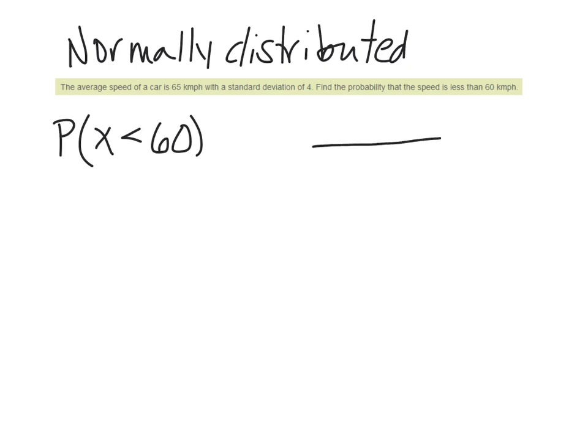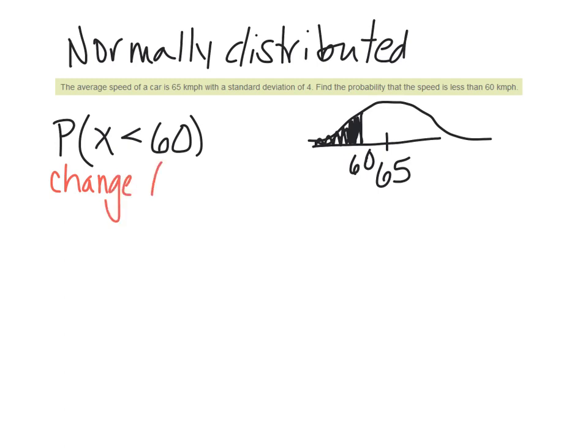If we were to draw a picture of that, our mean is 65 and 60 would be to the left of that, and we want this probability. We cannot use the empirical rule, or the 68, 95, 99.7 rule, because this is not a full integer value of standard deviations away. So we have the probability that x is less than 60, and we need to change that to a z, because our z-score table is set up with z's.